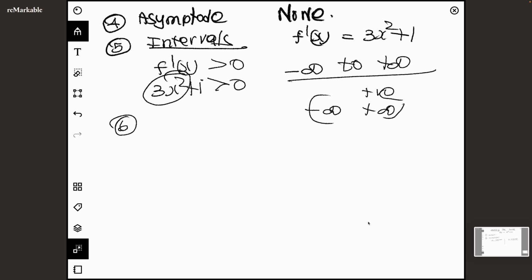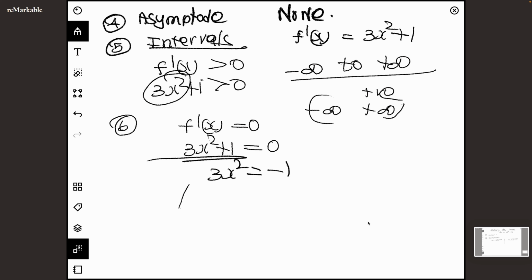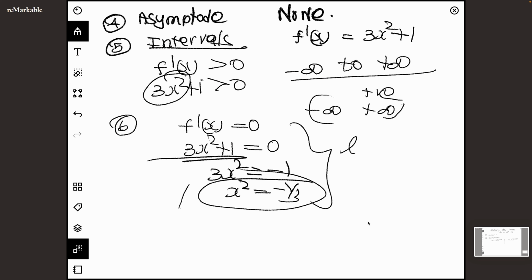So we need not find local maximum and minimum, because it cannot be there, because it is minus infinity to plus infinity. The curve is going like this. So there is no local maximum or minimum. Anyway, we will do the steps. For local maximum and minimum, f dash x is equal to 0. So 3x squared plus 1 is equal to 0. It is not possible. 3x squared equal to minus 1, x squared is equal to minus 1 over 3. It is not possible. There is no local maximum or minimum. Local max and min, none.